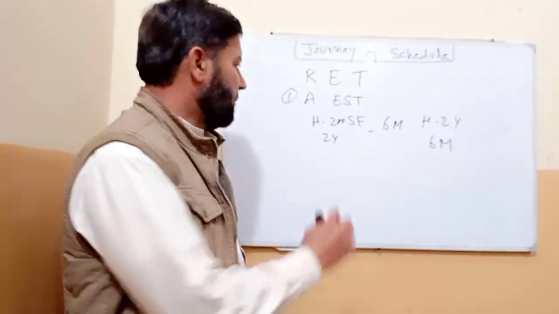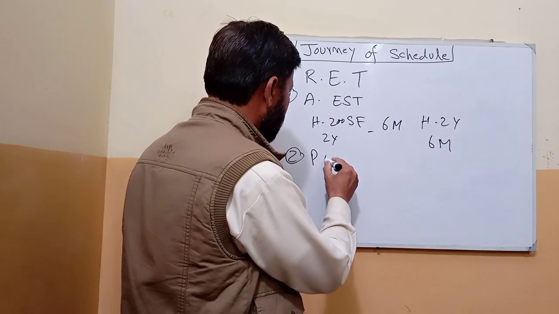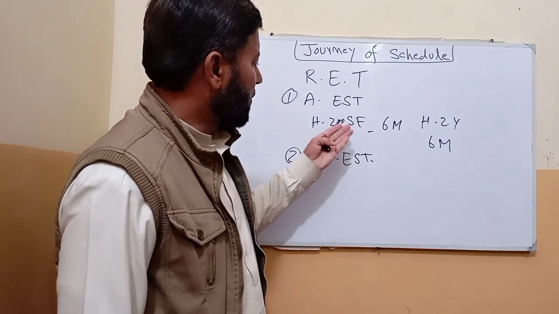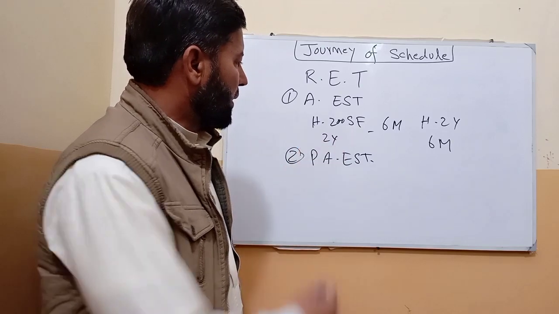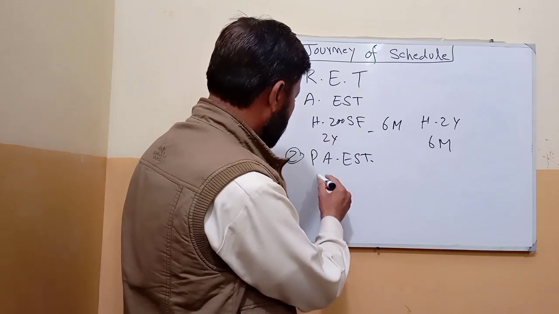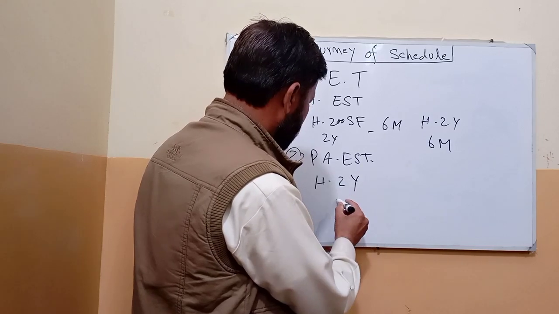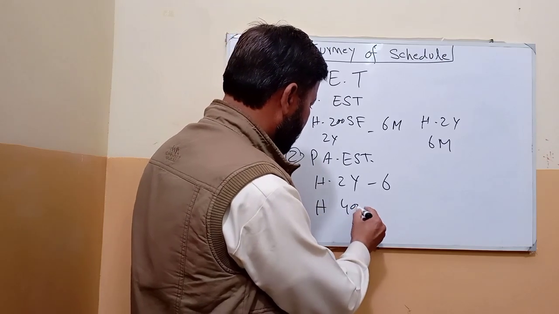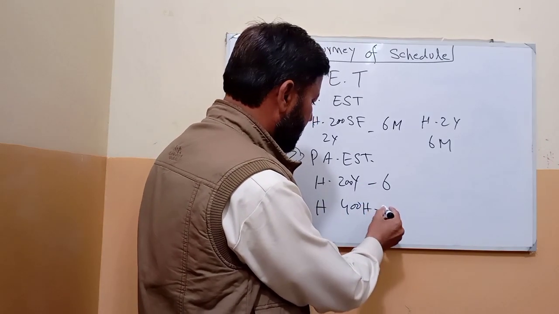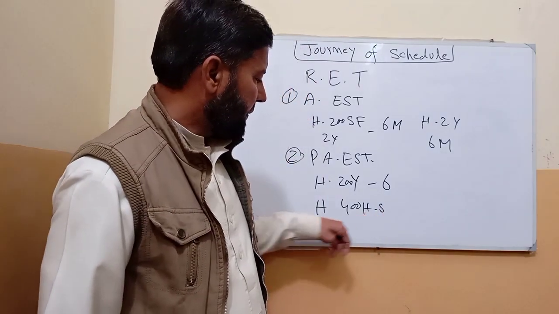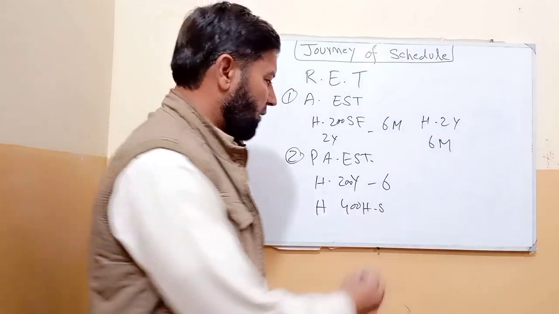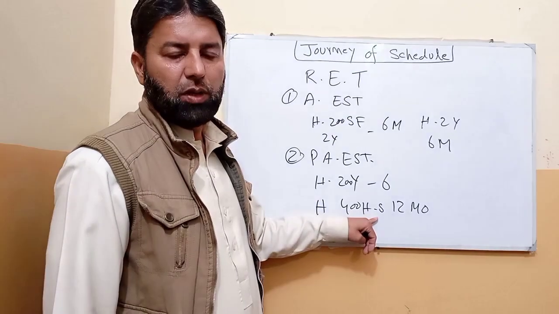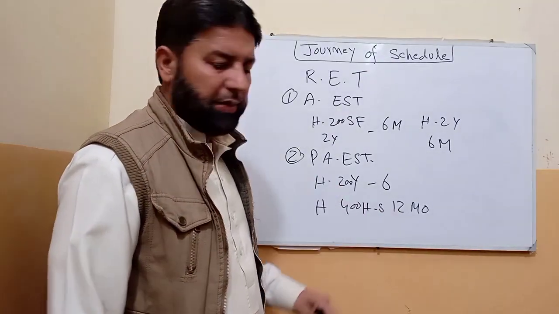The second one is parametric estimation. What happens in parametric? 2 years ago we built a house of 200 square feet and it took 6 months, and now we will build a house of 400 square feet. How much time will it take? Approximately 12 months. We are multiplying by the parameter in parametric estimation.